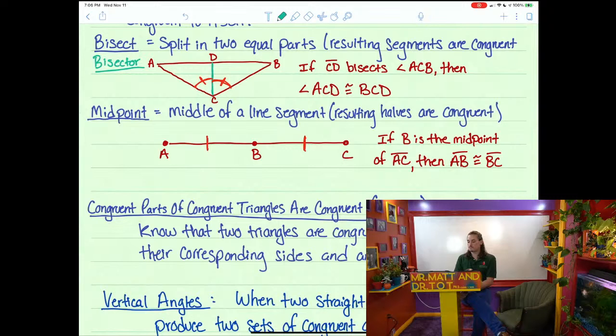Similarly, a midpoint is a point on a line segment where the two resulting segments must be congruent to each other. So in this diagram, we have line segment AC. If I tell you that B is the midpoint of line segment AC, then you can conclude that line segment AB must be congruent to line segment BC. Definition of a midpoint.